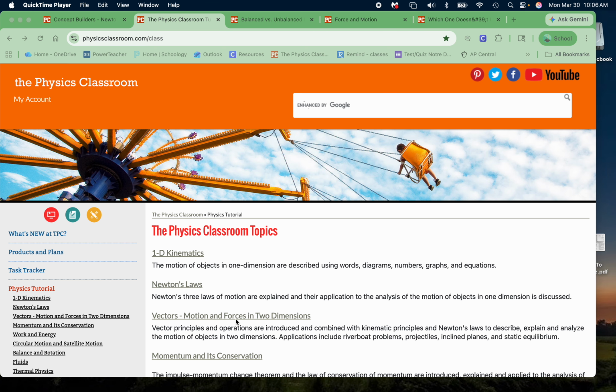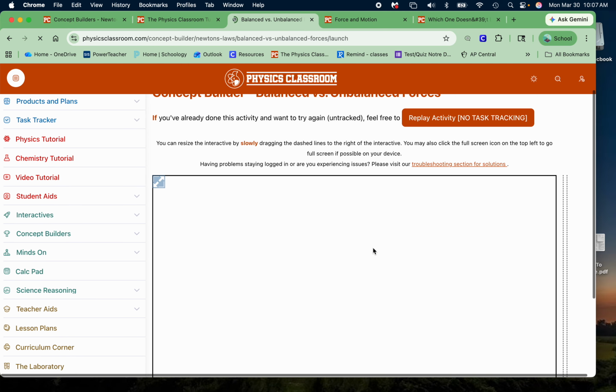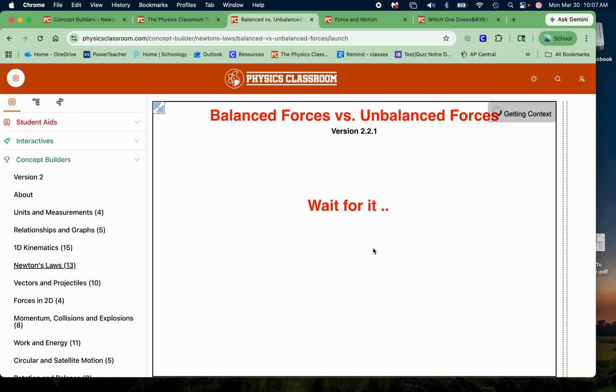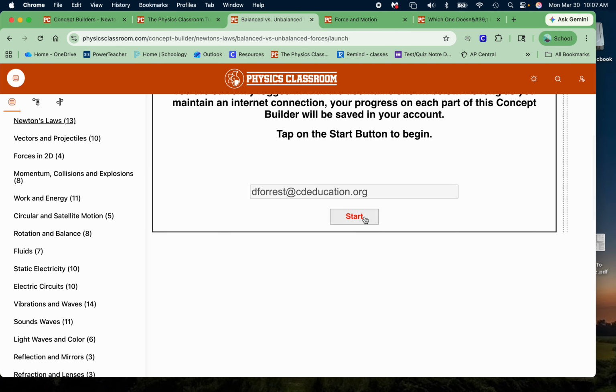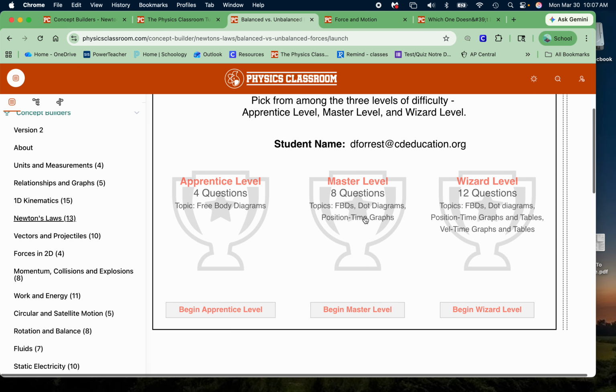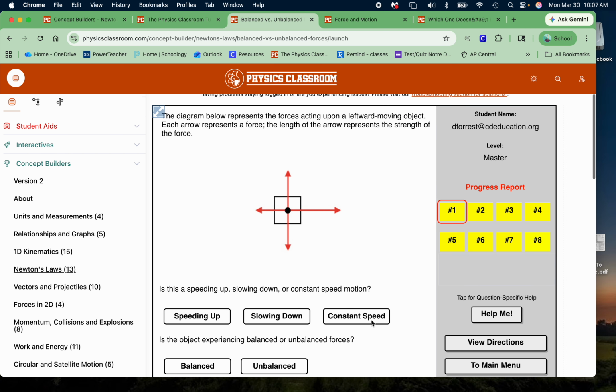The first task is going to be balanced and unbalanced forces. I'm asking you to complete the master level and the wizard level. You do not need to do the apprentice level, but if you do, it could help you to understand things. I think the apprentice level is very easy. So we're going to go ahead and start. I'll do a couple in the master level, and then we'll do a couple in the wizard level.